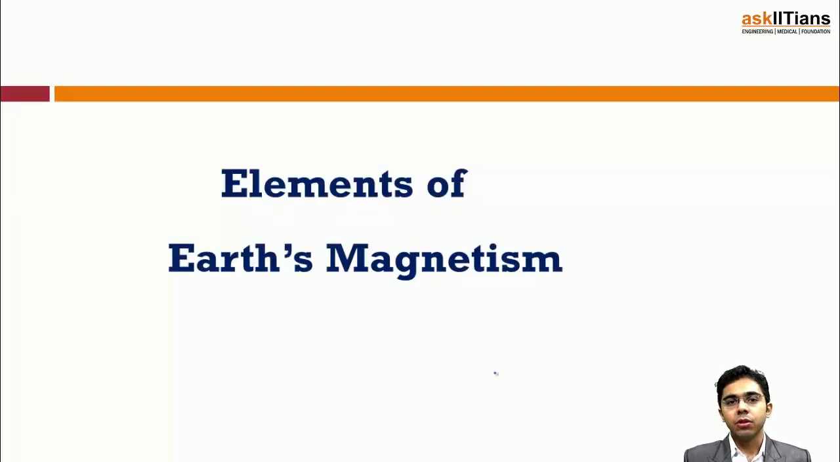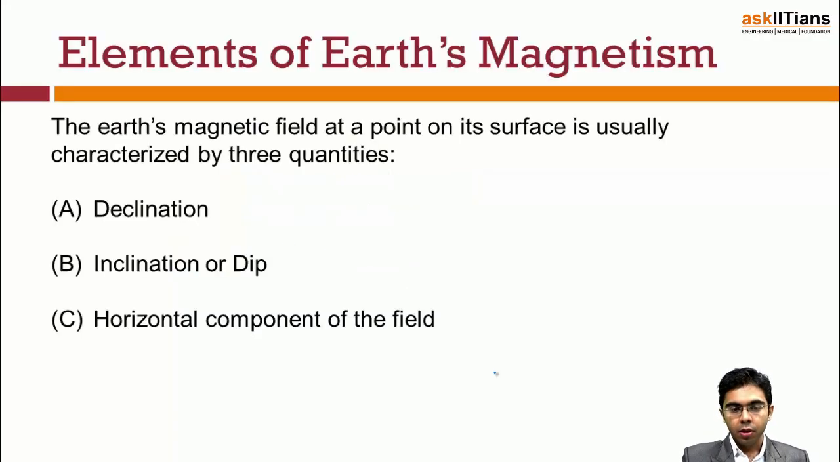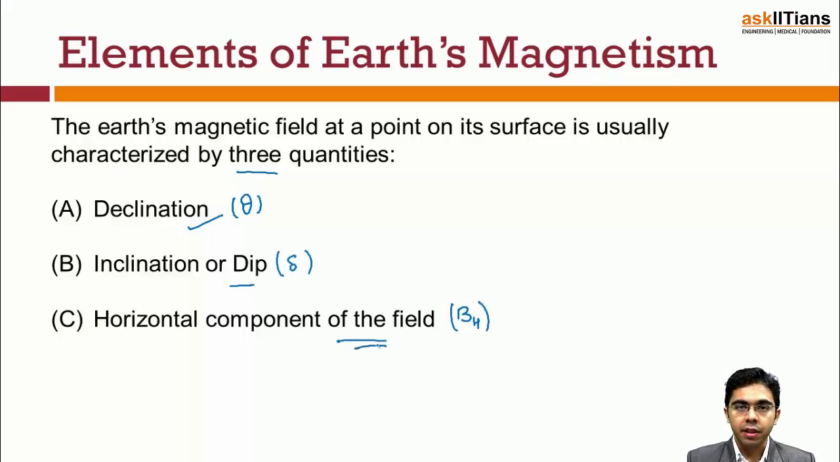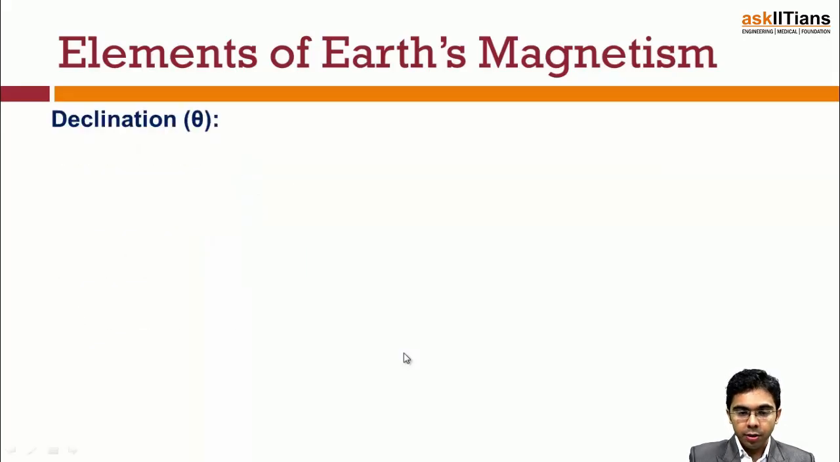Now guys, elements of earth magnetism. The earth's magnetic field at a point on its surface is usually characterized by three quantities. First is the declination, which we represent by theta. After that we have the inclination or the dip, which we represent by delta. And after that we have the horizontal component of the field, which we represent by BH. We have seen the horizontal component in the previous part also. So the third is the horizontal component of the field. Now let's talk about the declination first.